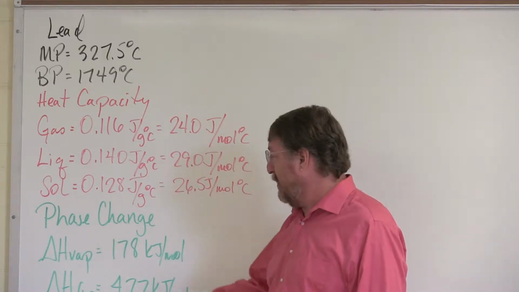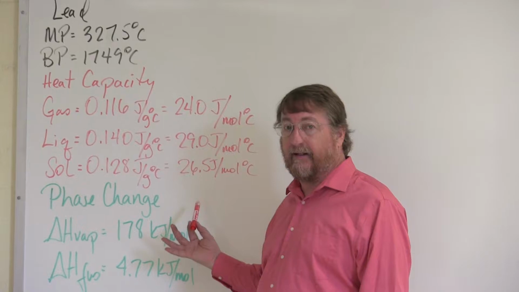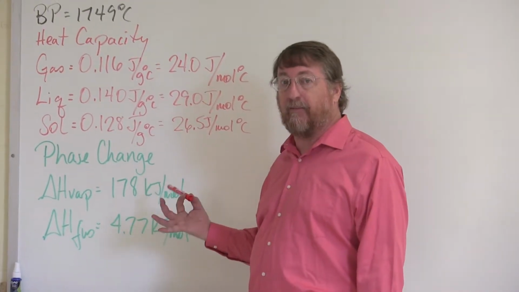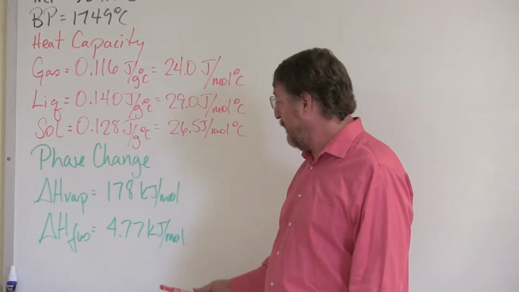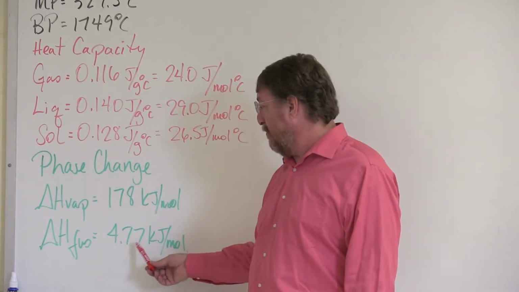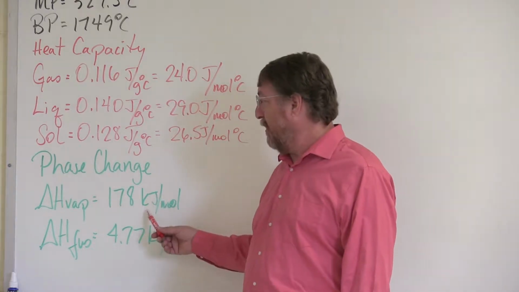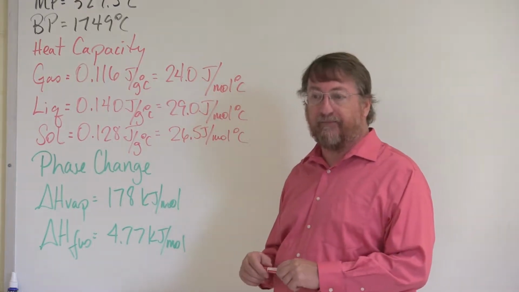And then for our phase changes, we have the heat of vaporization, 178 kilojoules per mole, i.e. it takes a lot of energy to vaporize lead, very heavy atoms. Heat of fusion, though, is a much smaller 4.77 kilojoules per mole. So not a lot of energy to melt, a lot of energy to vaporize.